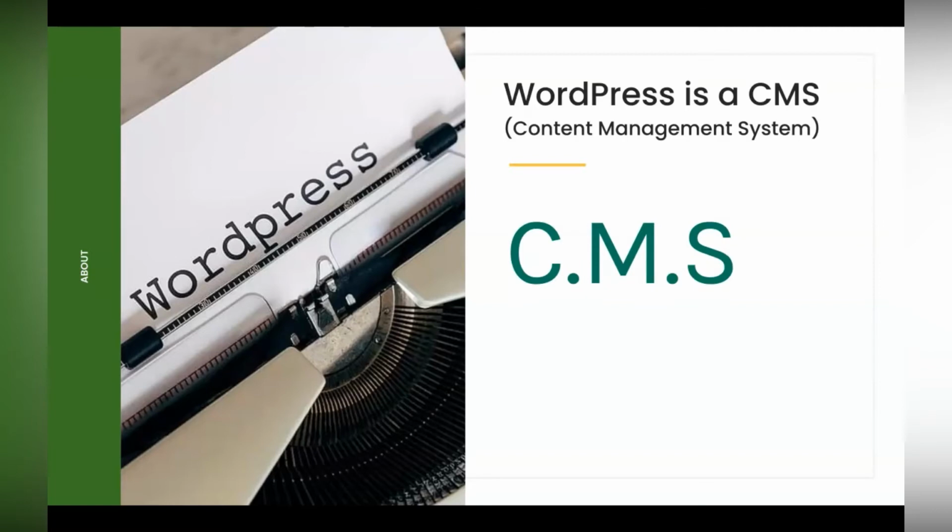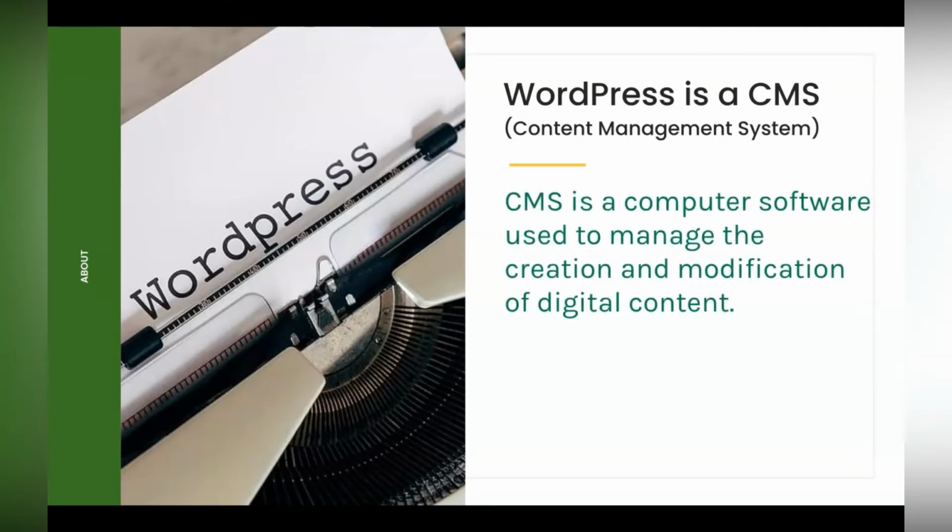And according to Wikipedia, a content management system is a computer software used to manage the creation and modification of digital content. So they are typically used for enterprise content management and web content management, but in this case we are going to be looking at the web content management.